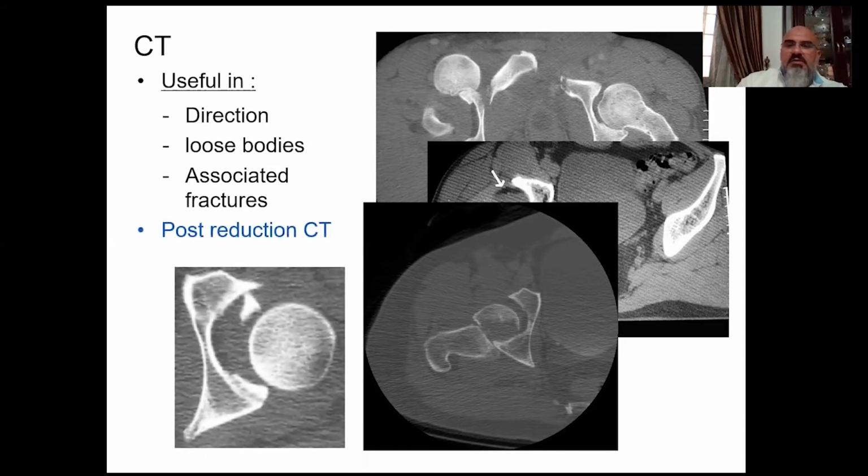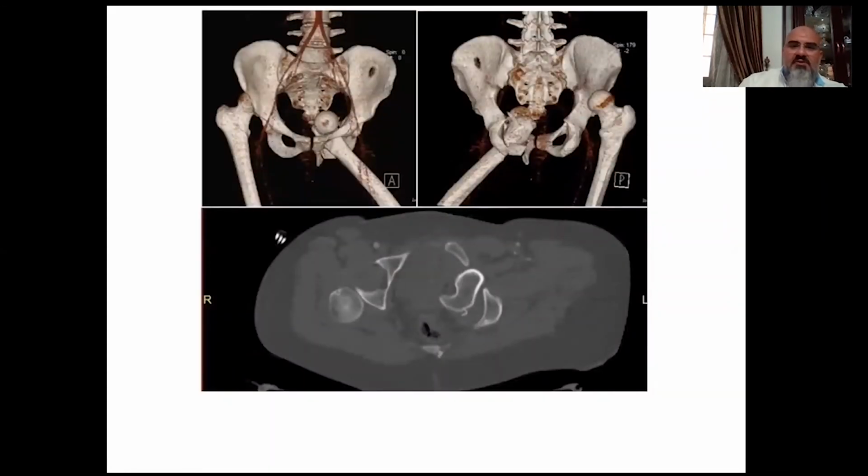In addition, it's very crucial to check a post-reduction CT in case you haven't got the congruency you desire. You have to check after the reduction that you have achieved the goal of a congruent joint. You have to do a post-reduction X-ray. This is also a very interesting case where there is a bilateral hip dislocation with one side posterior and the other side anterior.